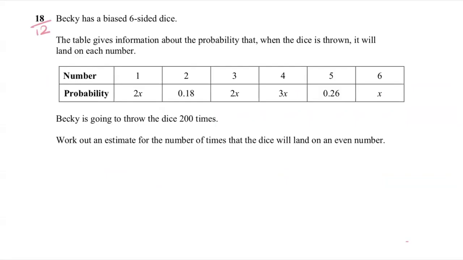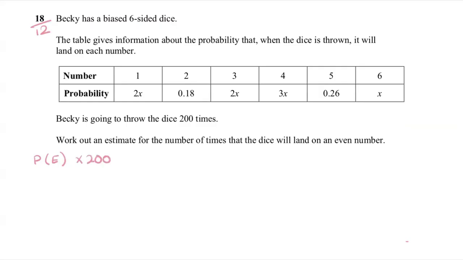Okay, so this is a pretty big question. Becky's going to throw the dice 200 times, and we've got to work out an estimate of the number of times it's going to land on an even number. So what we're going to be doing is the probability of an even number multiplied by 200.